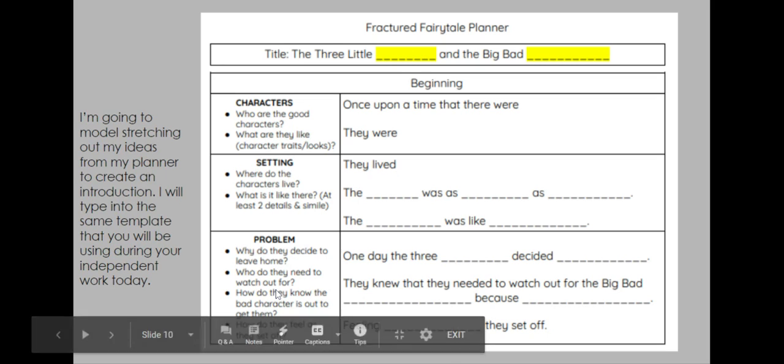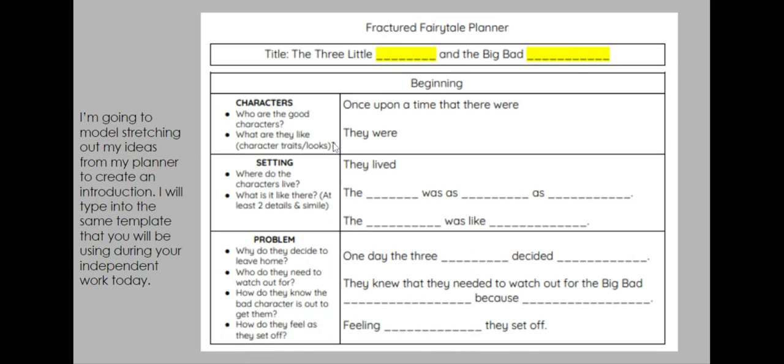Since I'm not there with you to help physically, I wrote down some questions that I would ask if I were. Make sure you include who the good characters are and make sure you describe them so that your readers can picture what they look like and how they act. Your setting, you want to paint a picture with your setting. Where do they live? What's it like there? Add at least two details, and I wrote down a simile. So let's use some figurative language.